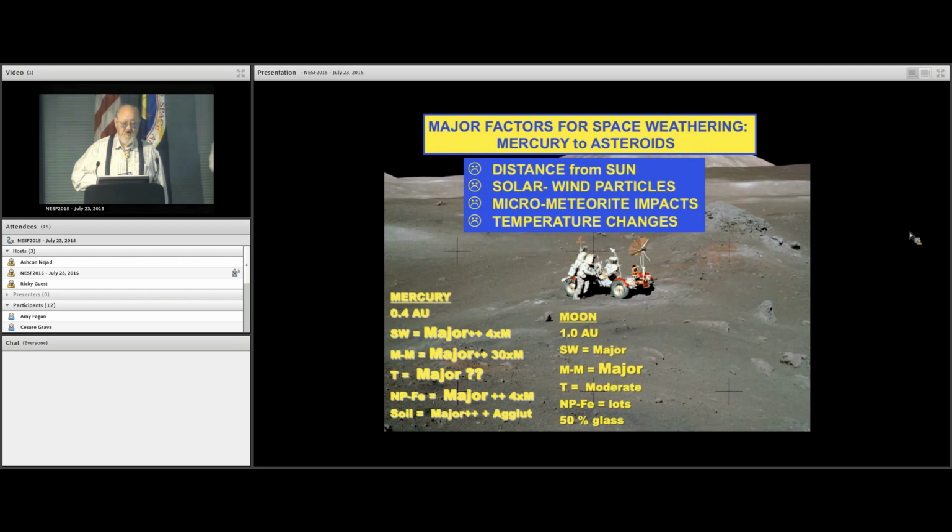Temperature, major. We're going to have a completely different soil there. A lot more glutinate, a lot more nanophase iron. This is an extension of what we know from the moon. We go the opposite direction.